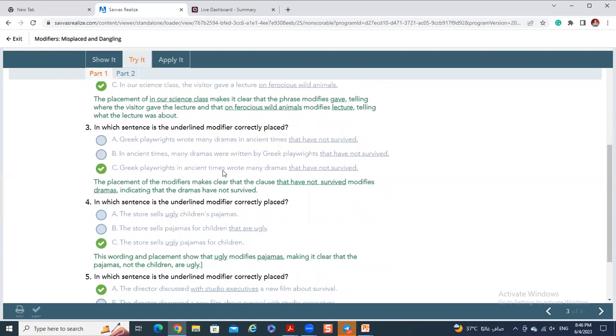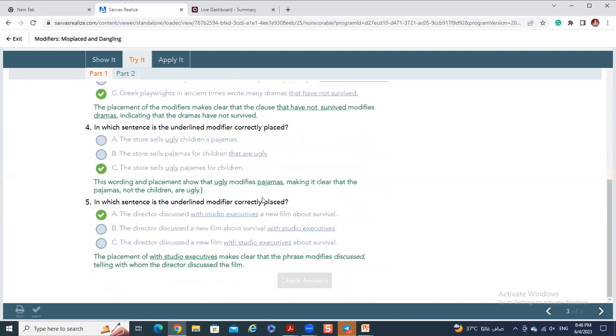Greek playwrights in ancient times wrote many dramas that have not survived. So "that have not survived" talks about the dramas. We are not talking about the Greek playwrights. We're not talking about ancient times. The same thing: ugly modified pajamas, not the children. Okay? And here it comes before children also. So it's wrong.